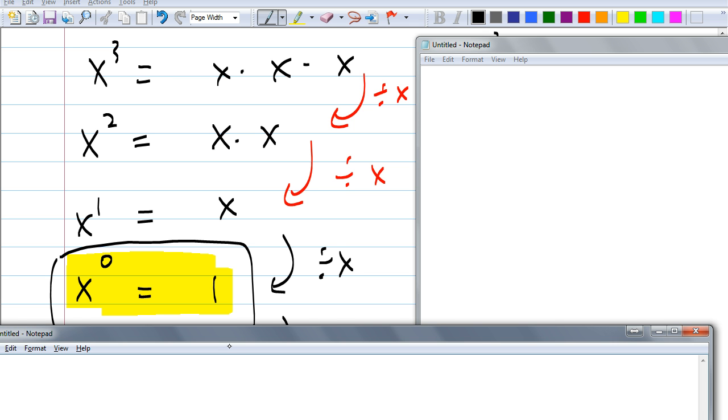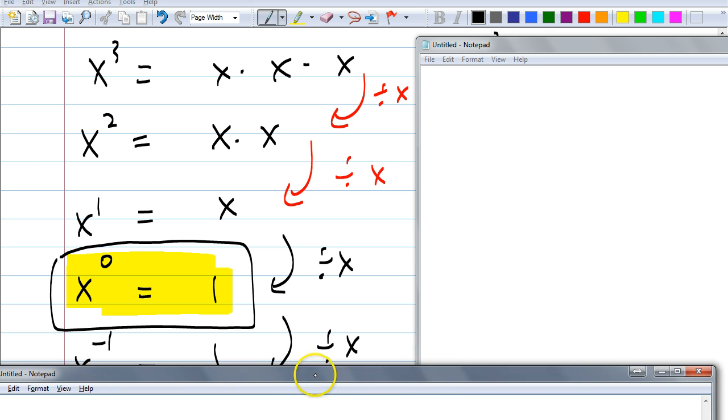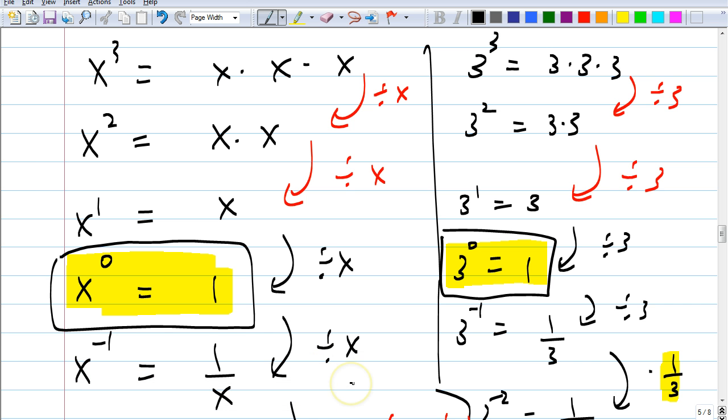So guess what happens now? What comes next? X to the third, x to the second, x to the first, x to 0. Now we have x to the negative 1. So what are we going to do? We're going to divide 1 by x. You see why it becomes 1 over x?